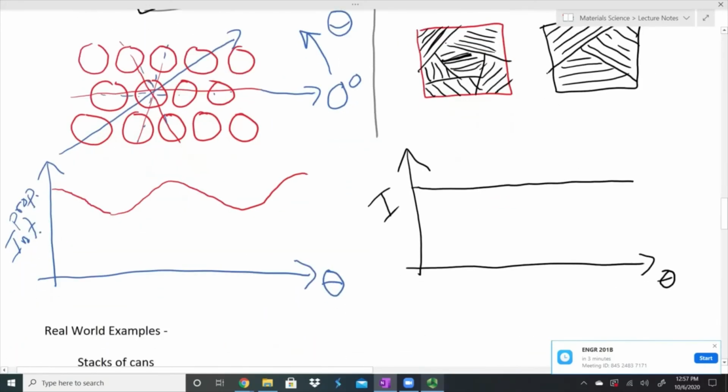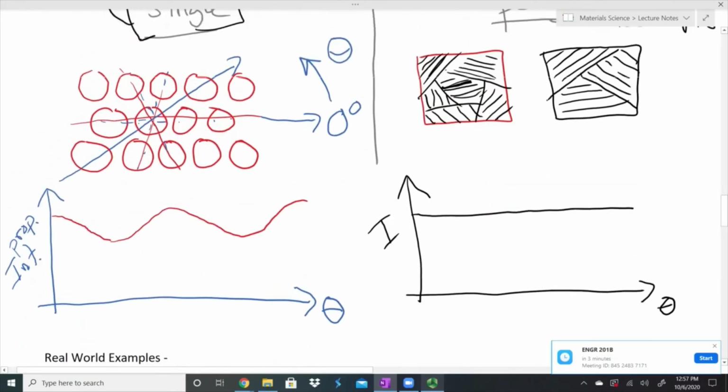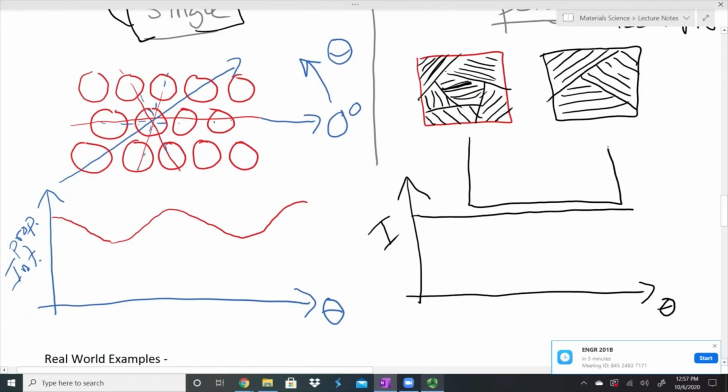The other one would be if I had a textured material. Let me draw one more here. A textured material is a material that all the grains tend to kind of line up in particular directions. It happens sometimes when you process a material, such as maybe rolling a material or working a material after it has solidified or crystallized. And I kind of maybe get these long grains throughout here.